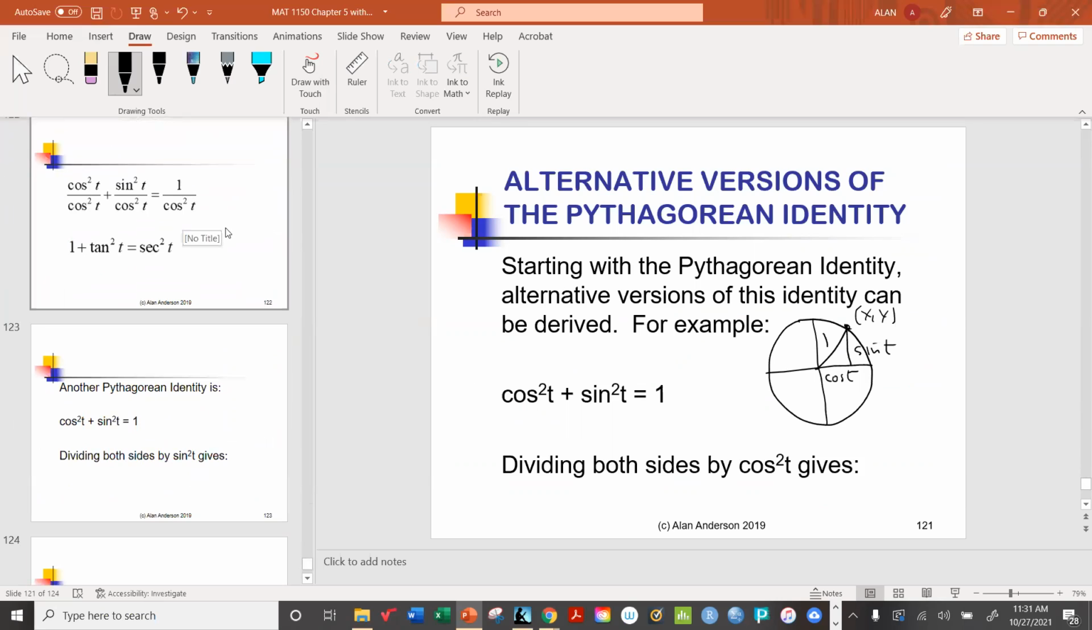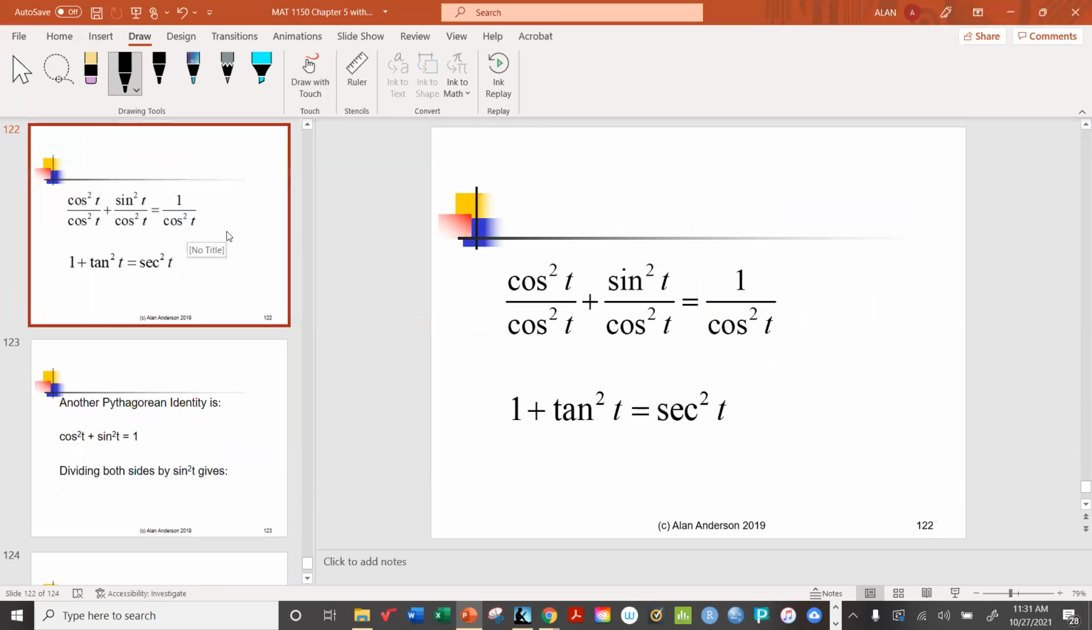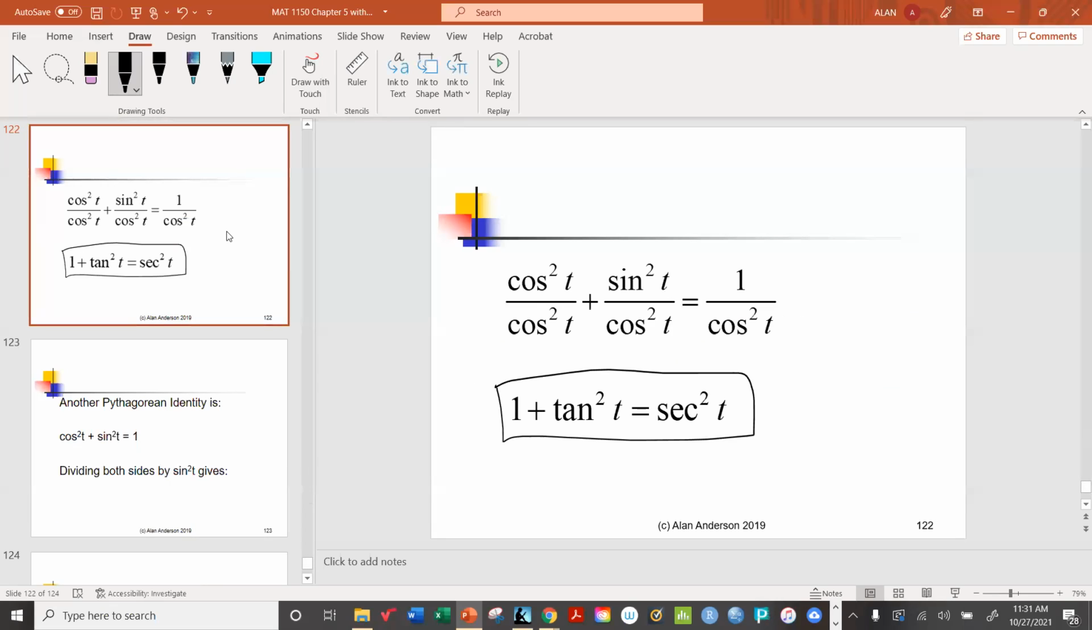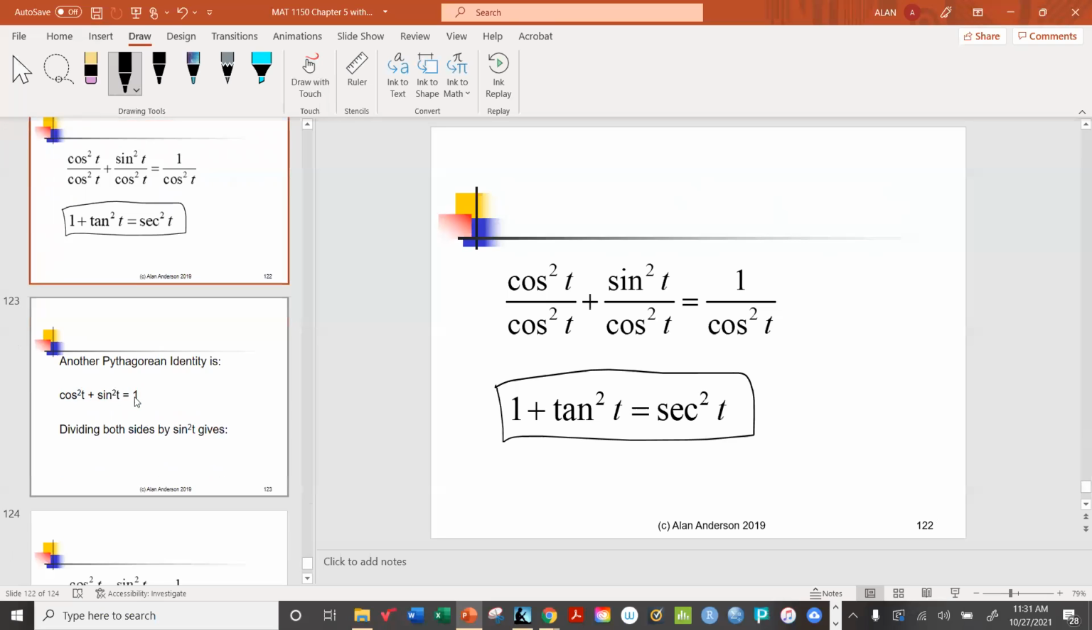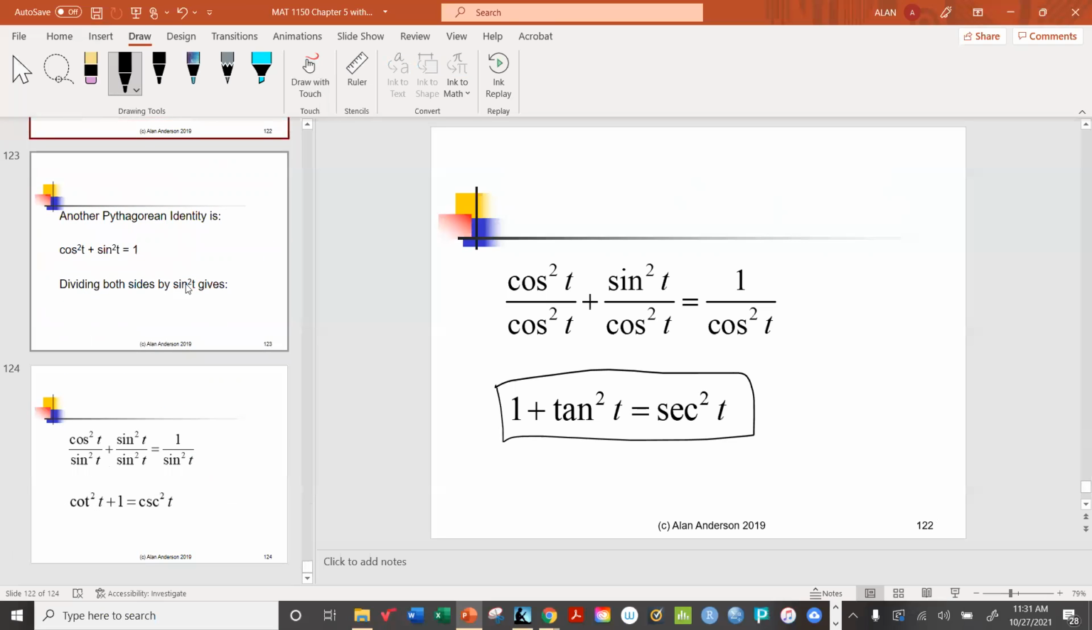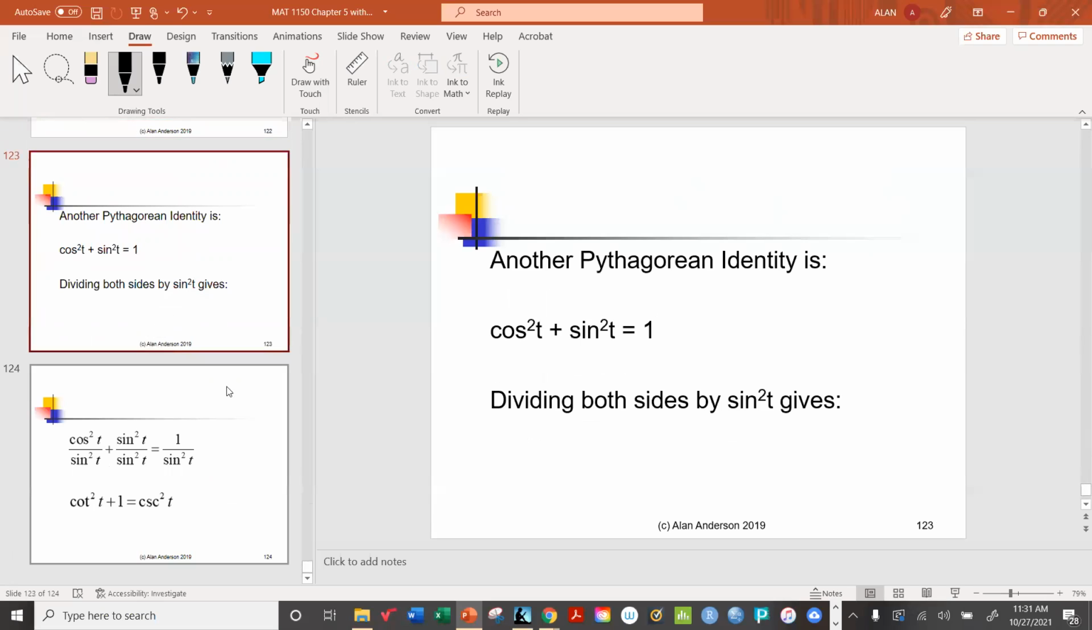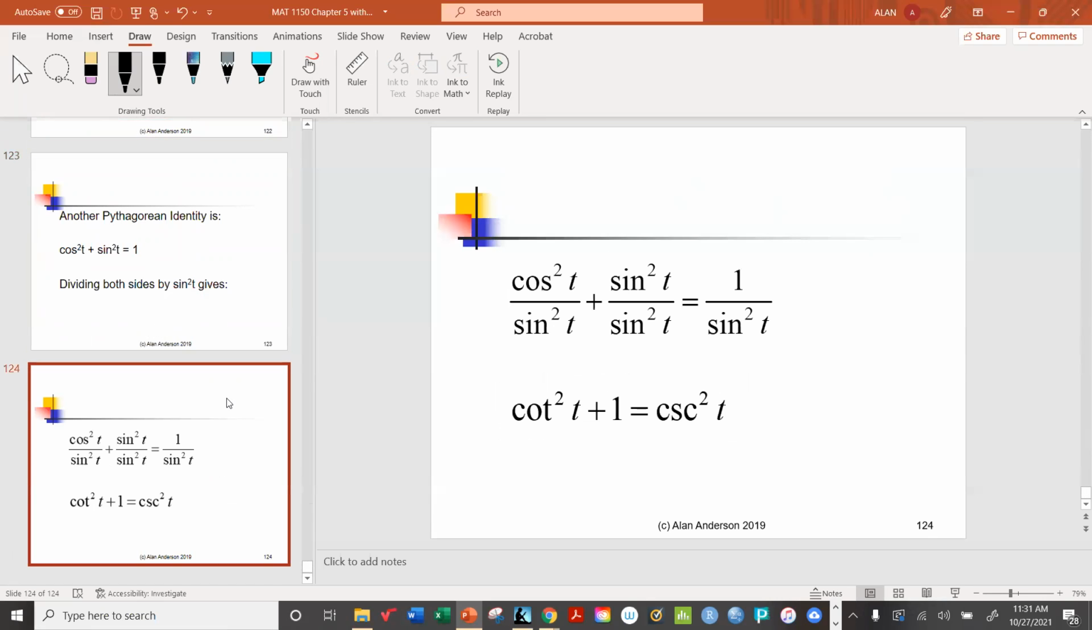So here's one you might not have recognized. If you divide through by cosine squared of t, this is an alternative version of the Pythagorean theorem. You might not recognize it, but this is an implication of the Pythagorean theorem. Interesting. And there's another one here that might come in handy one day. If you divide through by the sine squared, that also implies this relationship.